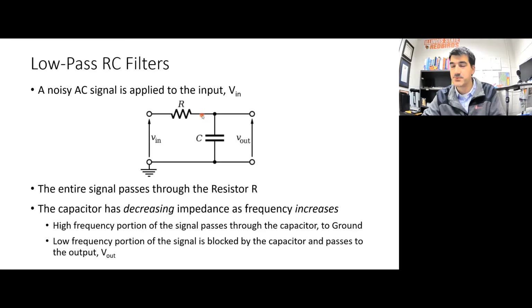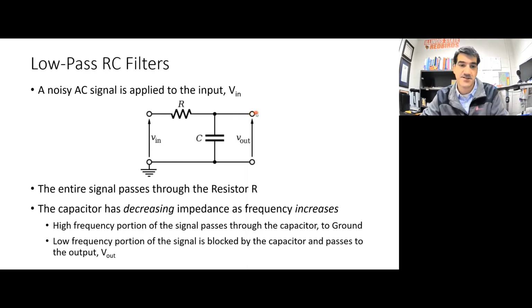Meanwhile, the low frequency portions of the signal can't pass through the capacitor, and so they pass through to the output. So when we're measuring our output of the filter right here, our reference is ground. This is the output, not the input, but what we're measuring across right here is from this point to ground. And on this point, we see all of the low frequencies from the signal, but we don't see the high frequencies from the signal because those high frequencies have all passed through the capacitor to ground.